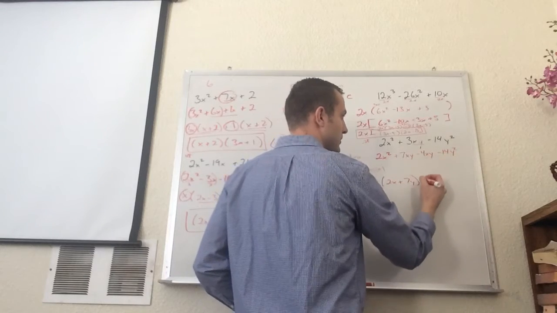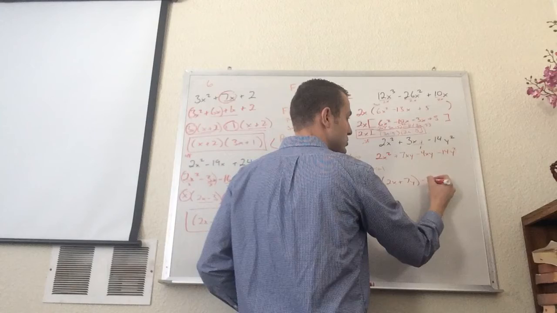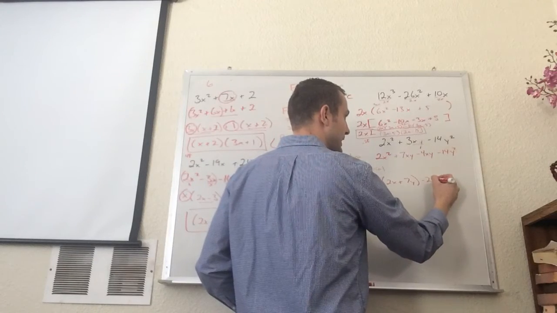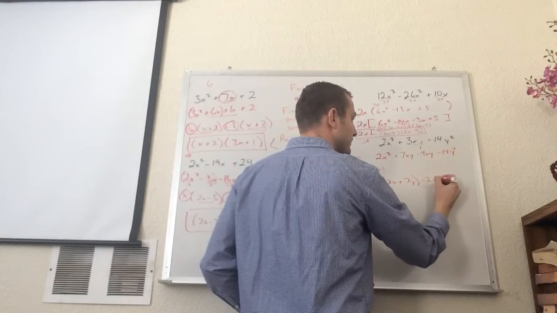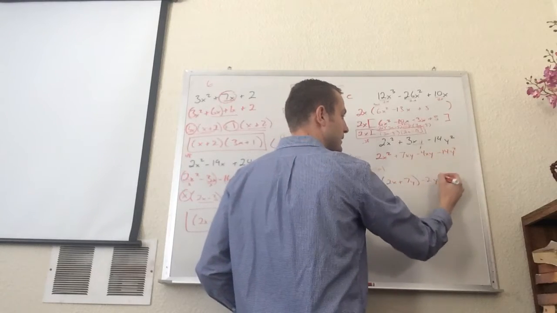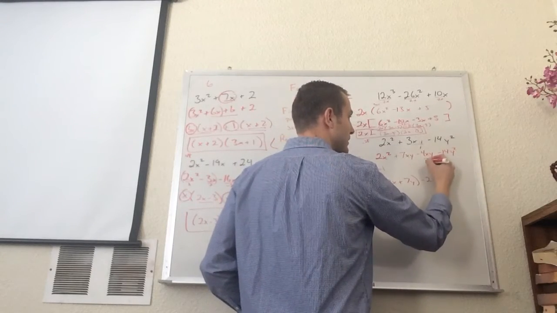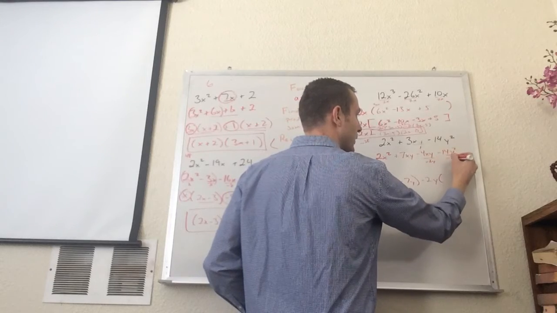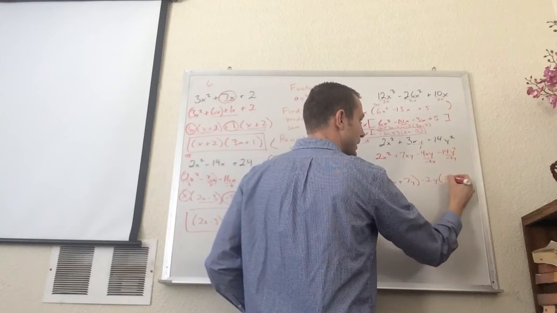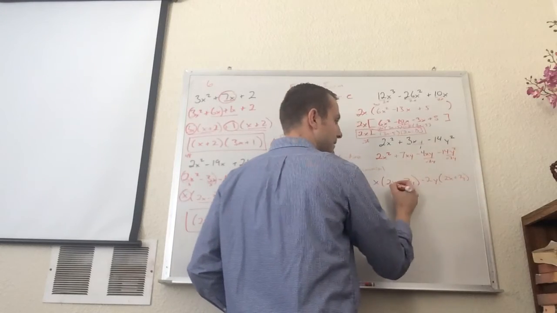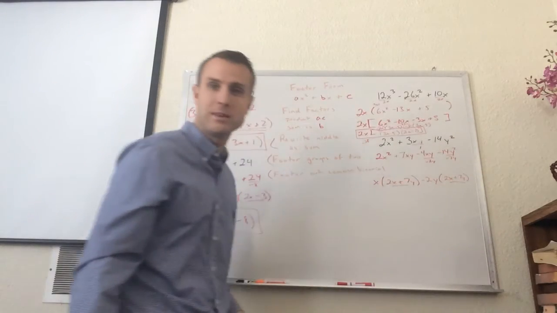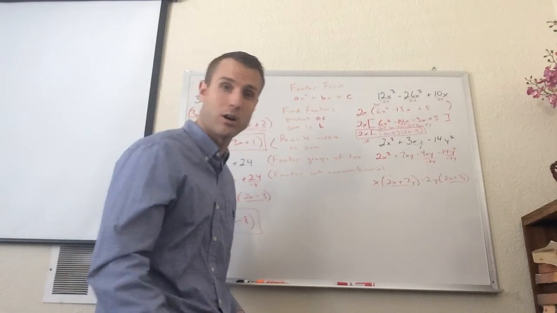What can be divided by both of these? Negative 2y. They both have a y, and they both have a negative 2. So I'll be left with, if I divide these both by negative 2y, this is going to be 2x. This is going to be 7y. And again, that's what I should get. Remember, I want those to be the same. If they're not, I did it wrong.